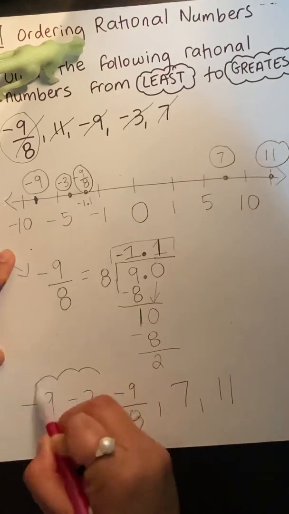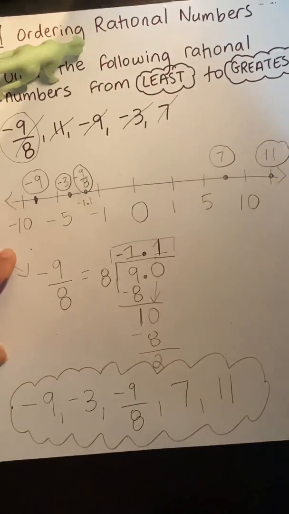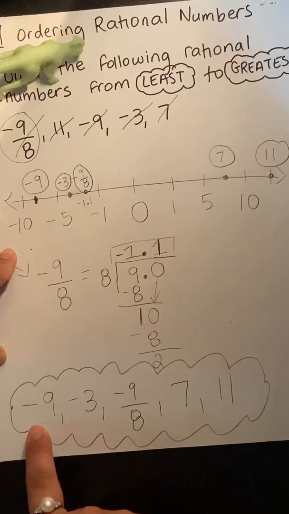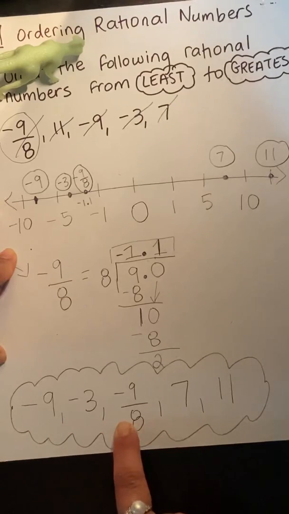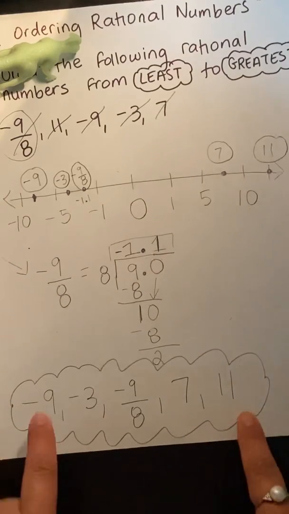So this is my final answer. Negative numbers all the way to the positive numbers, least to greatest.